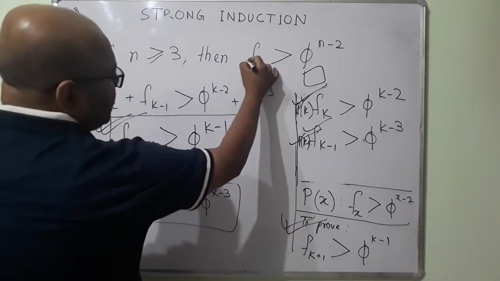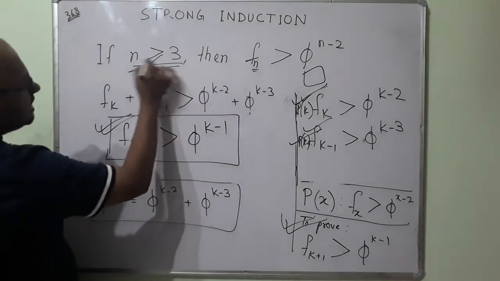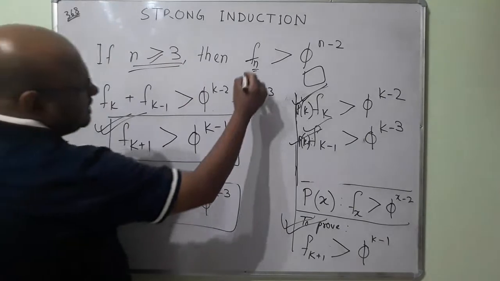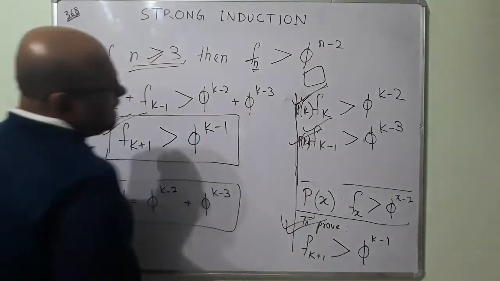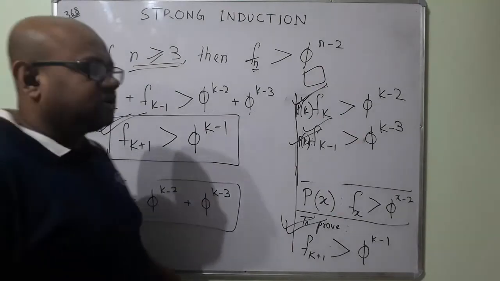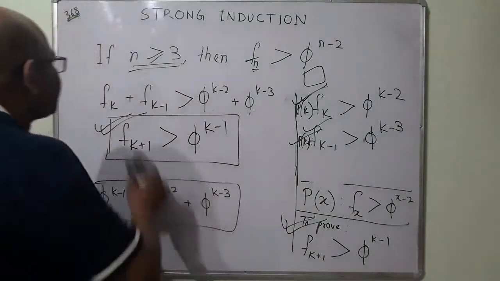That the nth Fibonacci number, where n is an integer greater than or equal to 3, is greater than the golden ratio to the power n minus 2. Alright, so this concludes our proof of the theorem.